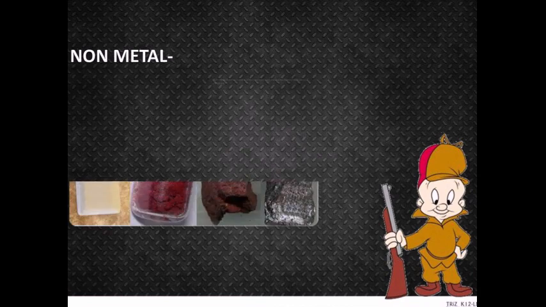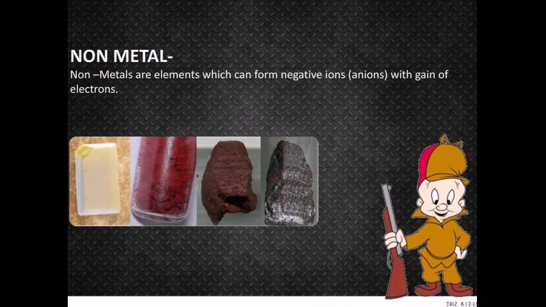Non-metals are elements which can form negative ions, anions, with gain of electrons. Example: carbon, nitrogen, oxygen, hydrogen, etc.